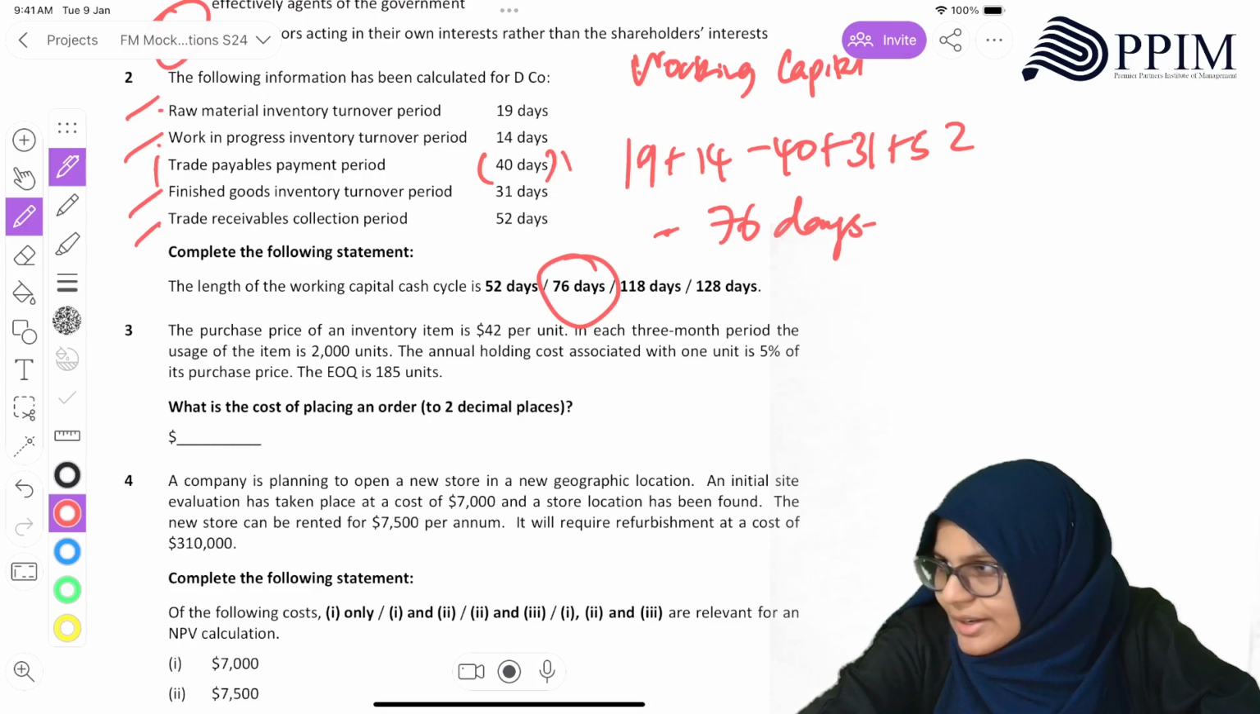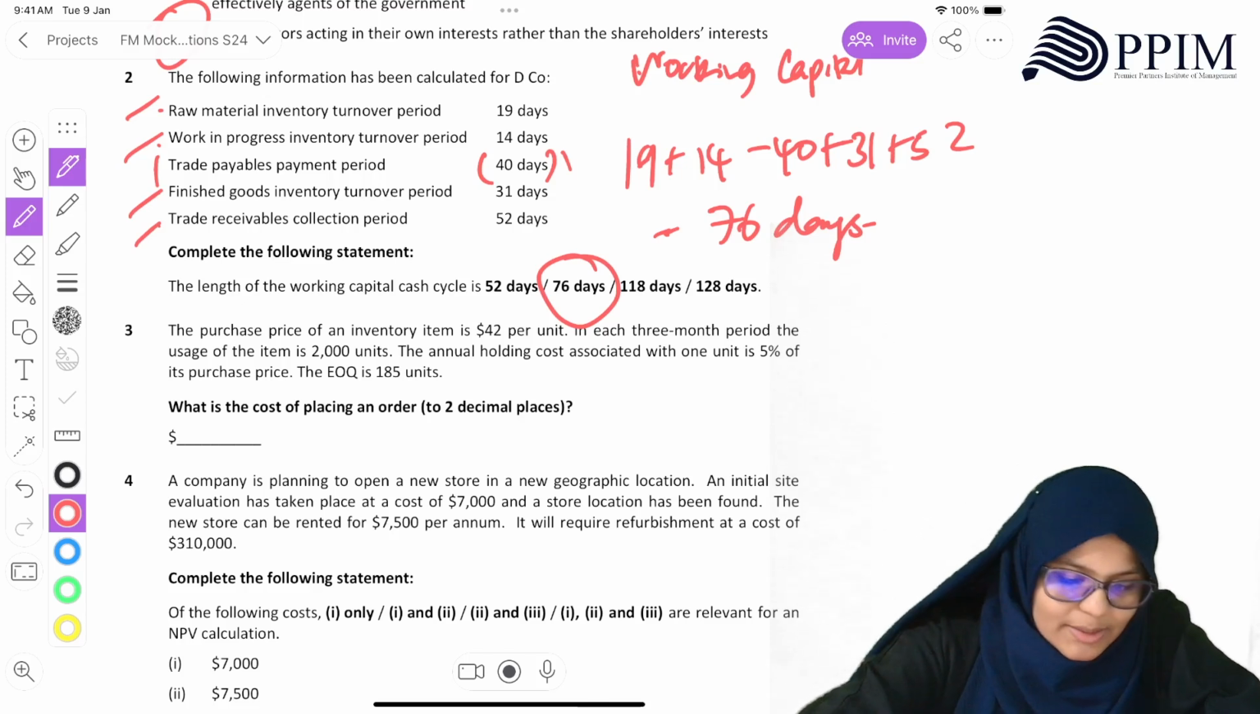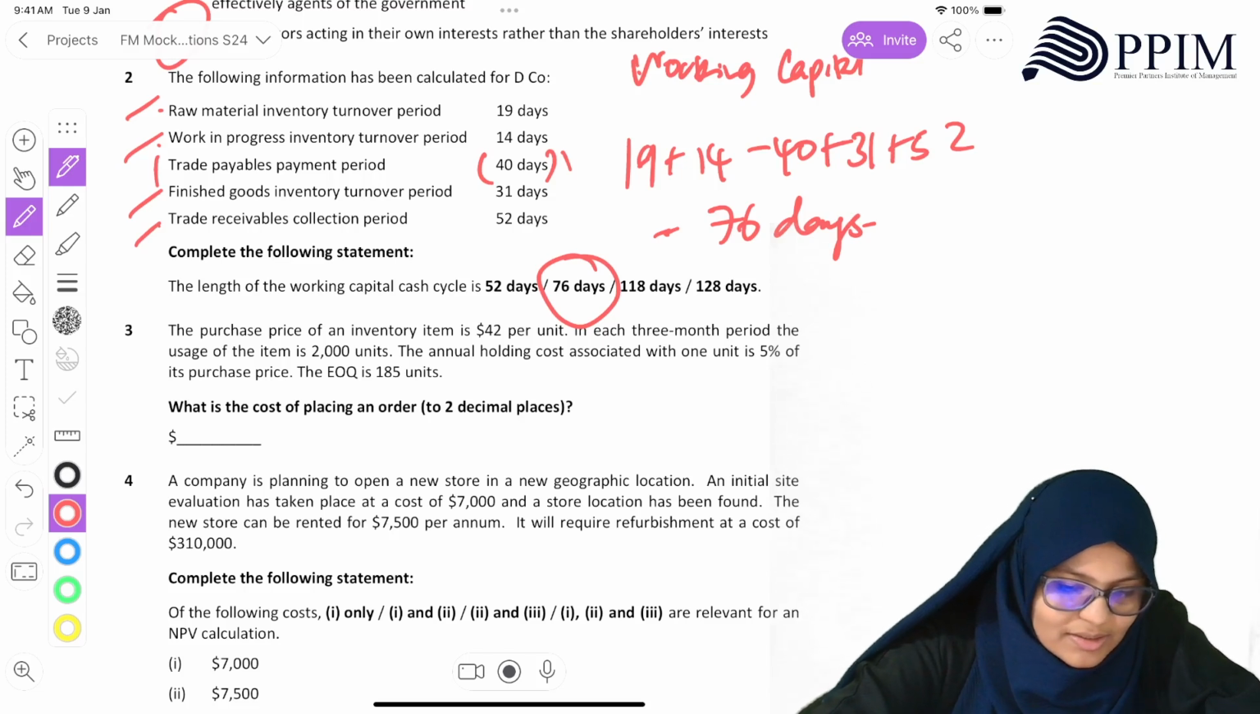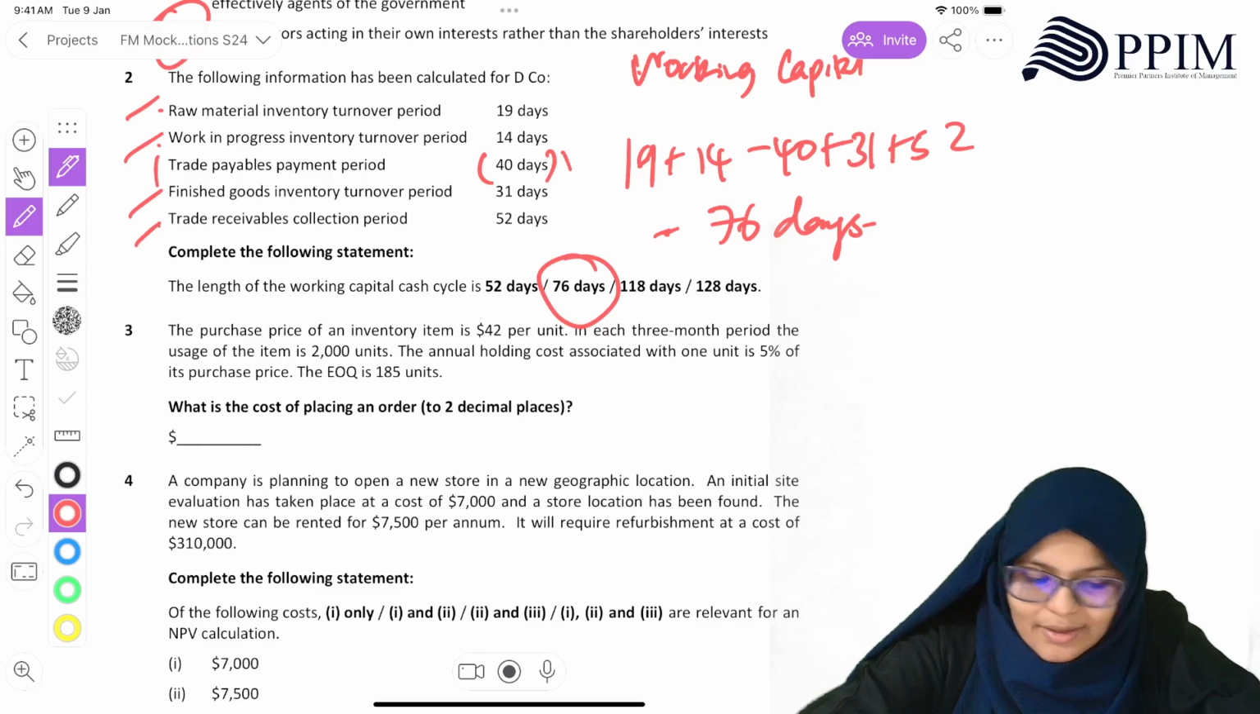Okay, so most of you have actually attempted it, so I can go ahead at this pace, right? Then it says the purchase price of an inventory item is $42 per unit. In each 3-month period, the usage of the item is 2,000. The annual holding cost associated with 1 unit is 5% of the purchase price. They are giving you the EOQ as well. What is the cost of placing an order?